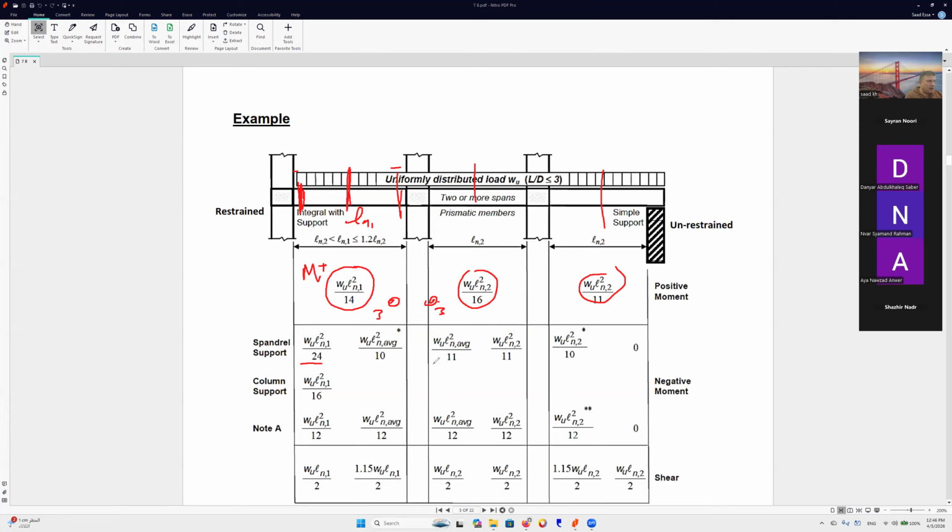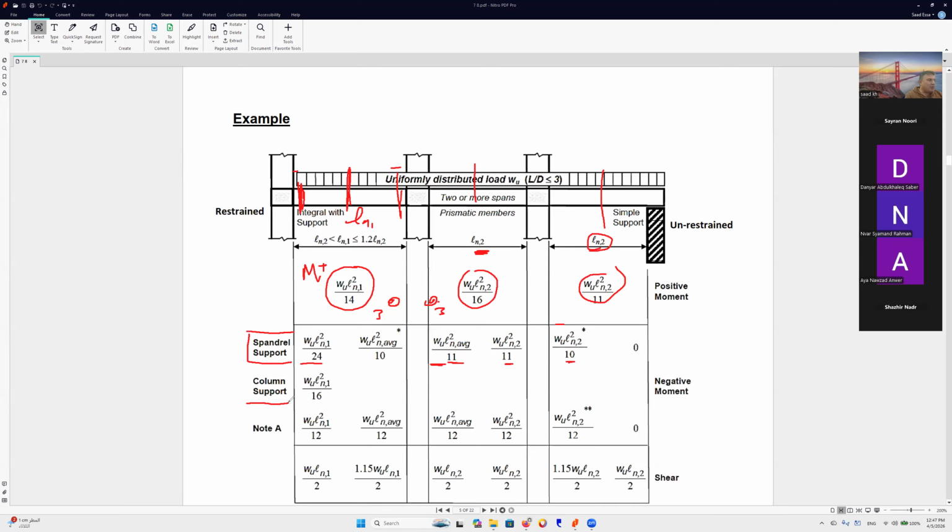What about the negative one? This is the negative one, w L squared, where L is the average, over 11. Here we have w L squared over 11. This dimension is Ln2, the same as this one, for example 4, 4, 3, 3. At the exterior face we have w Ln squared over 10, negative, and here we have 0. This is if we have a spandrel support, like a beam.